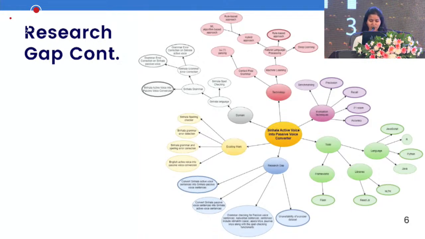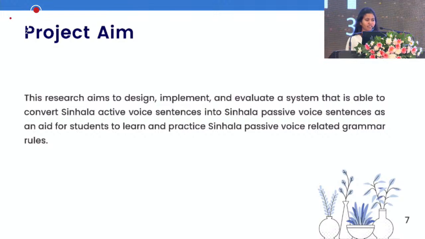The concept map here shows the areas that are covered in that research project. This research aims to design, implement and evaluate a system that is able to convert Sinhala active voice sentences into Sinhala passive voice sentences as an aid for students to learn and practice Sinhala passive voice related grammar rules.